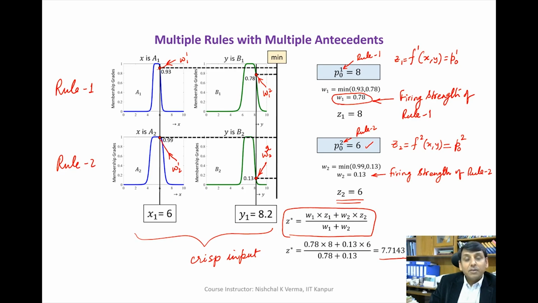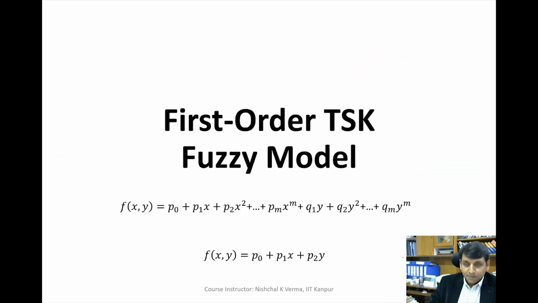7.7143. So this way we can find the final output corresponding to x1 is equal to 6, y1 is equal to 8.2 using the TSK fuzzy model, which is characterized by two rules with two antecedents, and this comes under the category of multiple rules with multiple antecedents. Now let us move to the first order TSK fuzzy model.